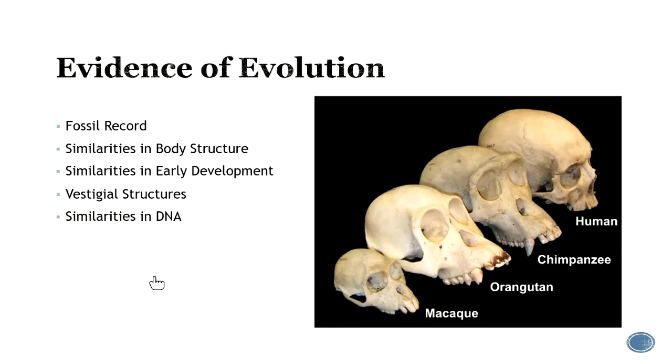Now, there's different reasons we have evidence for evolution, and here are a few. I kind of mentioned the fossil record already. We're going to talk a little bit about similarities in body structure, so just looking at the shape of the skulls between different primate and non-human primate species. Similarities in early development, so we share a lot of similar genes called our Hox genes. The presence of vestigial structures, and how much DNA we actually share with other organisms.